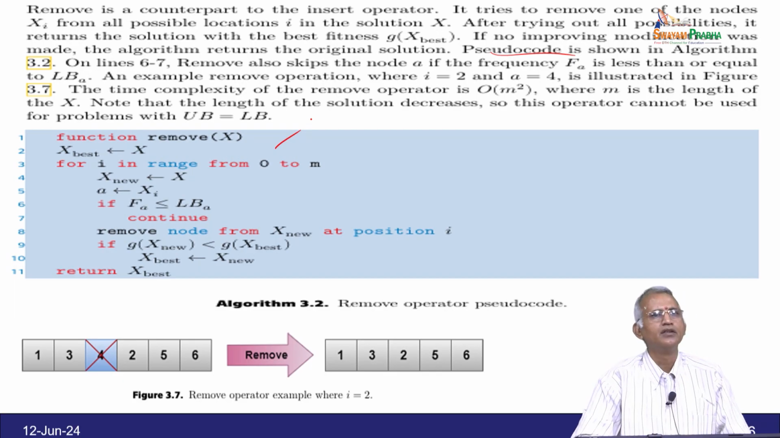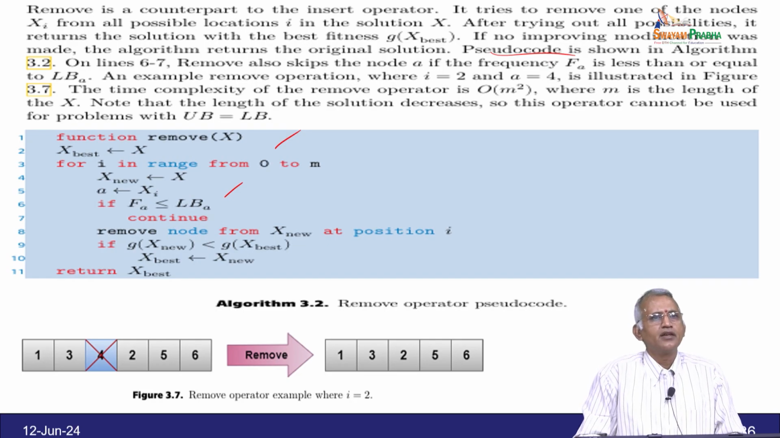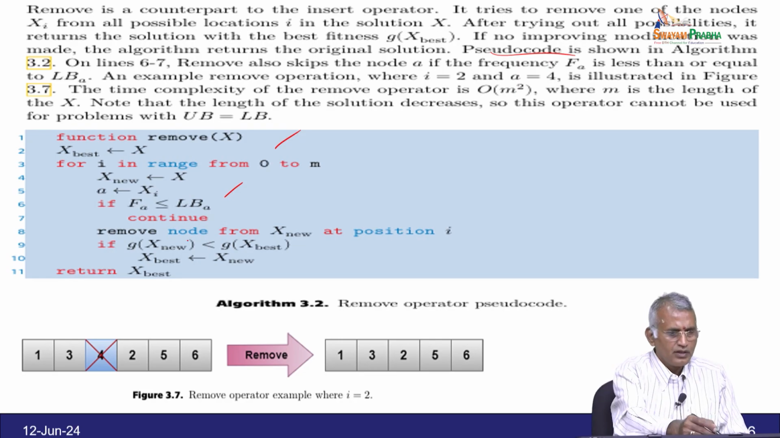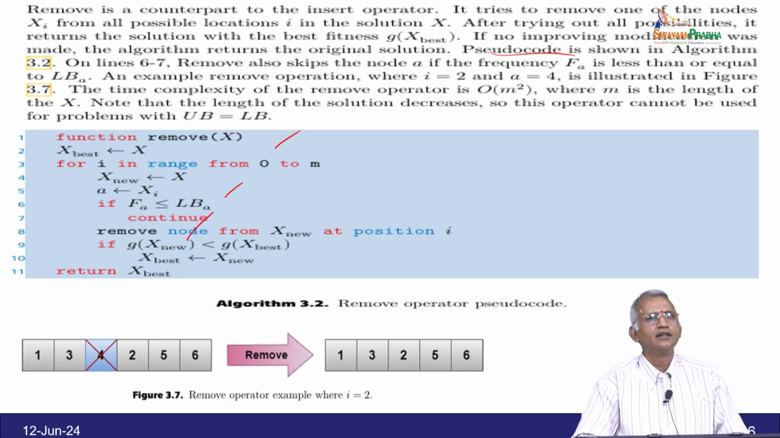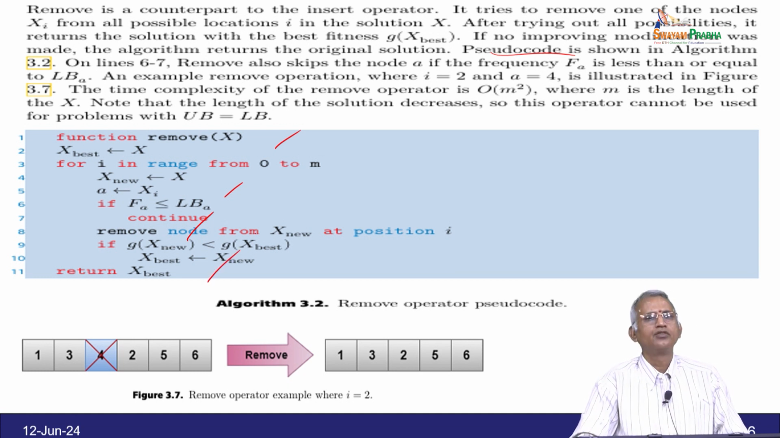So, for the remove technique, x best is x, i ranges from 0 to m, x new is x, and A is designated as xi. Check if Fa is less than or equal to LBA, then continue; otherwise remove the node from x new at position i. If g of x new is less than g of x best, then x best equals x new. Return x best. So, this is the way to use the remove operator pseudo code.